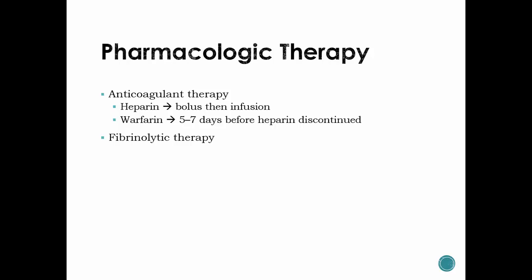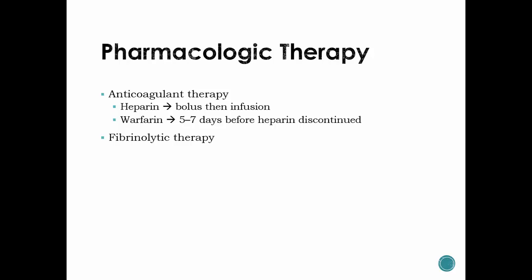Your anticoagulant therapy is standard in preventing a PE, but can also be given if somebody has a DVT or a PE to prevent further clotting and immobilization. So basically they will start them on heparin. They will give them a bolus of 5,000 to 10,000 units, and then they will start an infusion at about 1,000 to 1,500 units per hour.